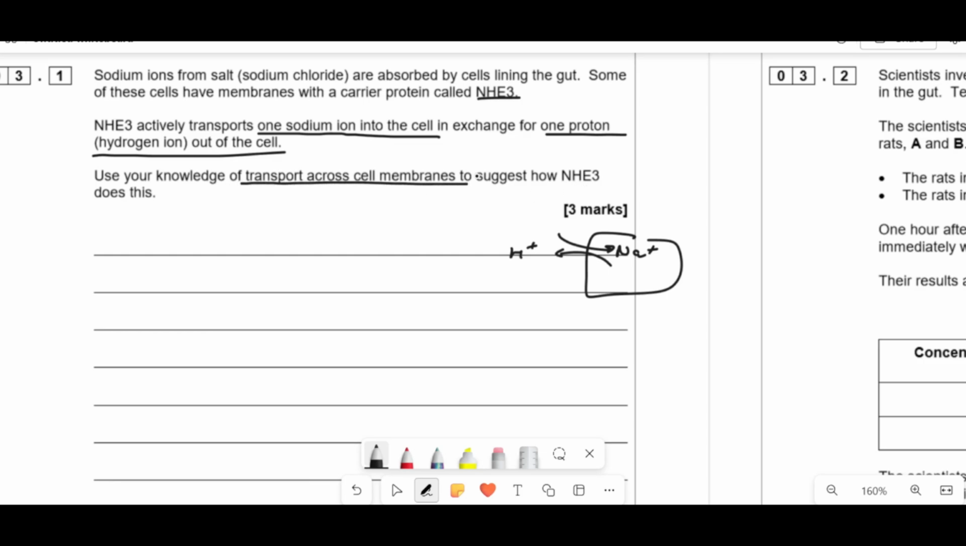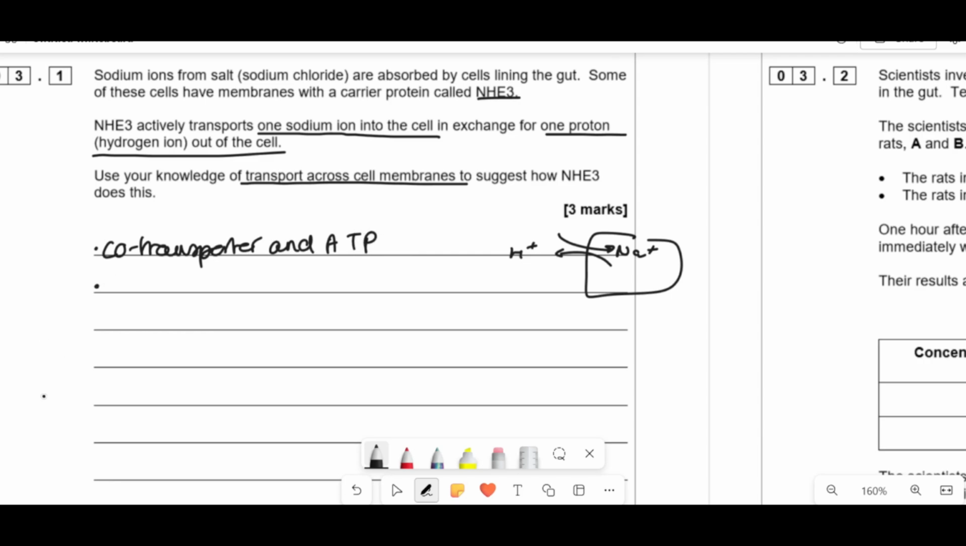So transport across cell membranes, you should be thinking facilitated diffusion, osmosis, simple diffusion, active transport, right? Within it, we've got lots of different types. Between facilitated diffusion and active transport, it's probably leaning towards active transport because they've told you in the question. So active transport involves the use of co-transporter proteins, which are a type of carrier protein. So in this case, we're using a co-transporter and ATP because it requires energy.